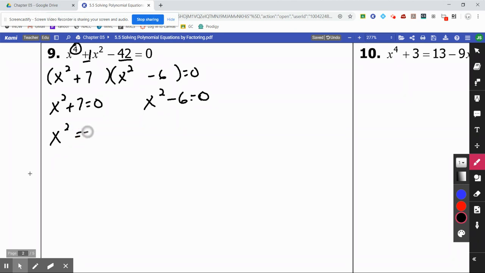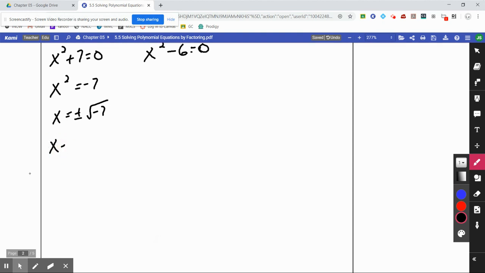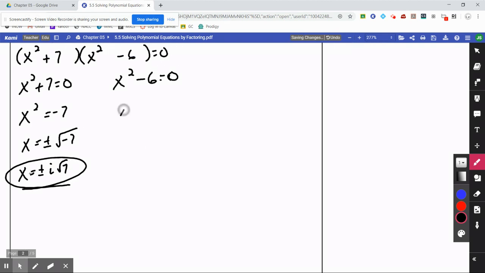Move the 7 over. Take the plus and minus square root of negative 7. Let's split it into plus and minus the square root of negative 1 times the square root of 7. The other one, move the 6 over. X squared is 6, so x would be plus and minus the square root of 6. Square root of 6 does not simplify, so you're done.